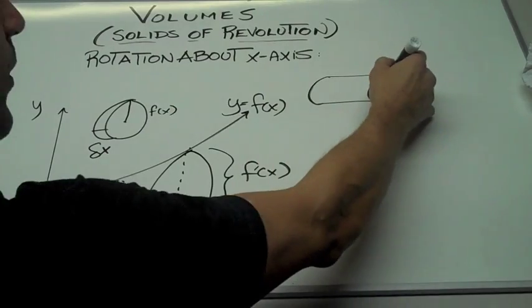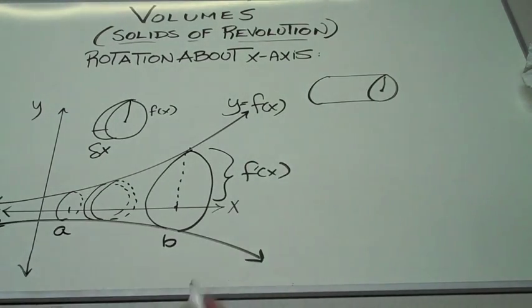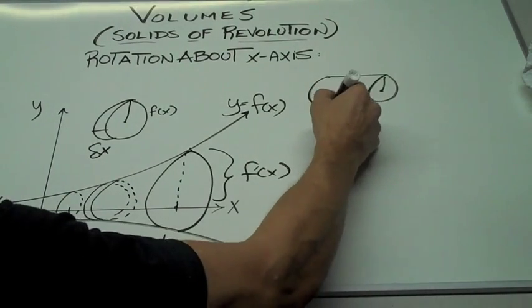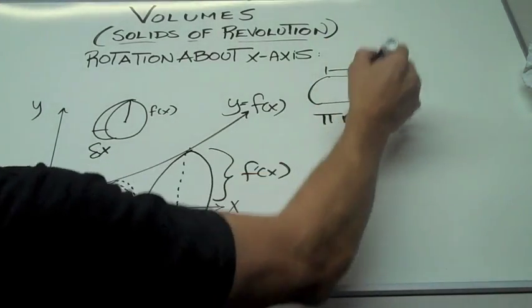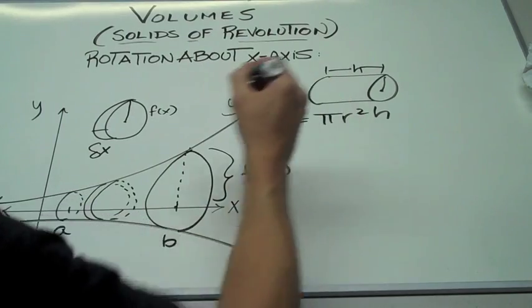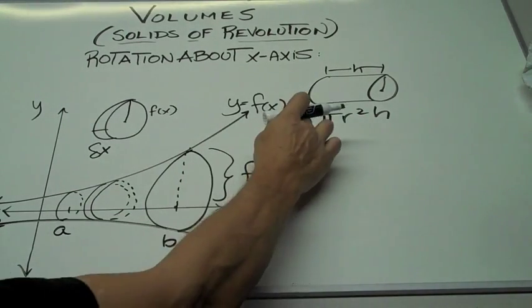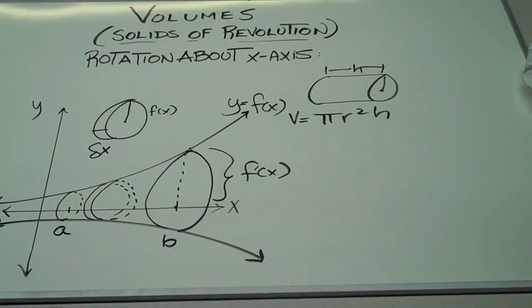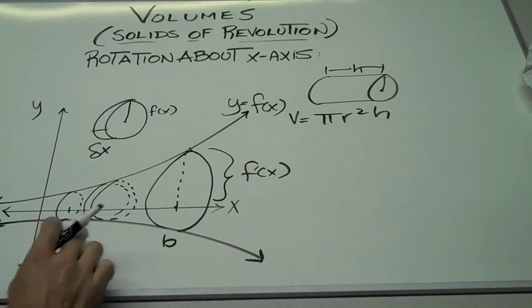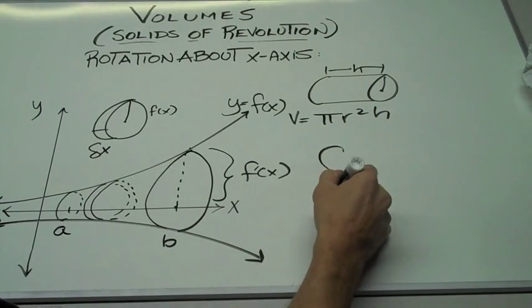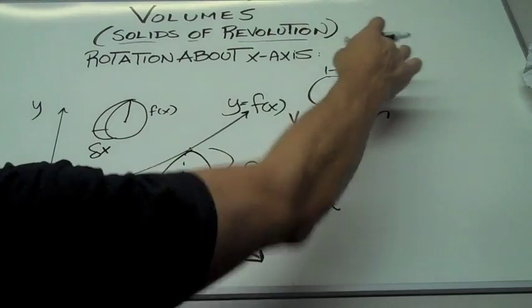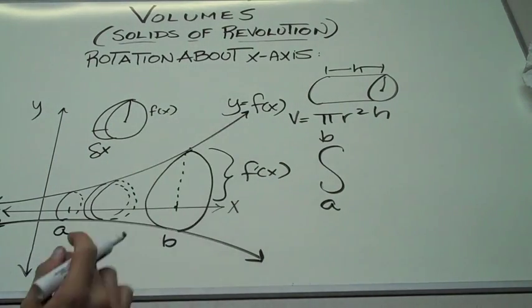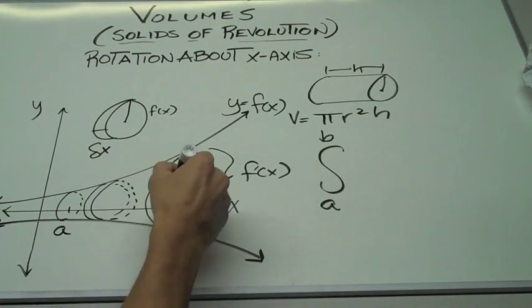Let's consider, what does the volume of a can of cola or Coca-Cola look like? Our volume was whatever the area of the end was, which, it's a circle, so it's pi r squared, times whatever the height of our can was. So the volume of a cylinder is pi r squared h. We're going to use the same type of reasoning here. We're going to integrate from a to b. Let's consider the area of the end here. The area of the end here is pi r squared. Well, what is our radius?